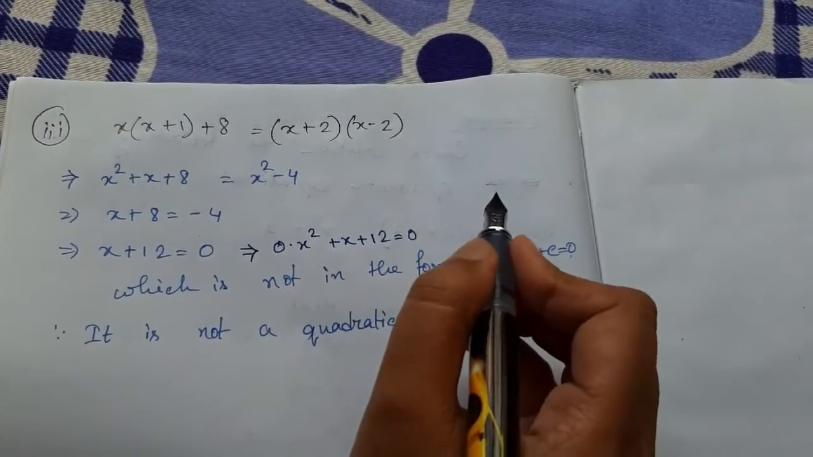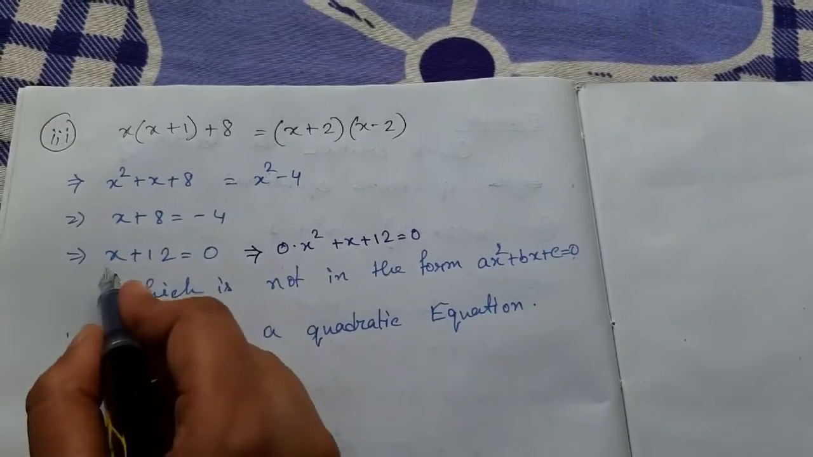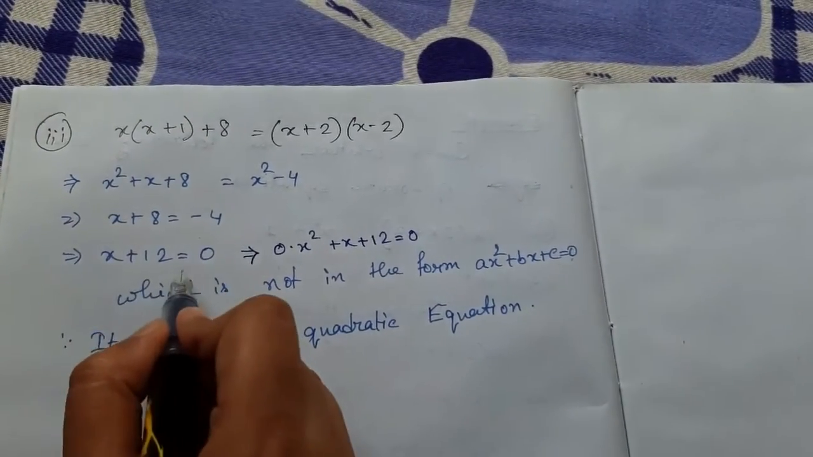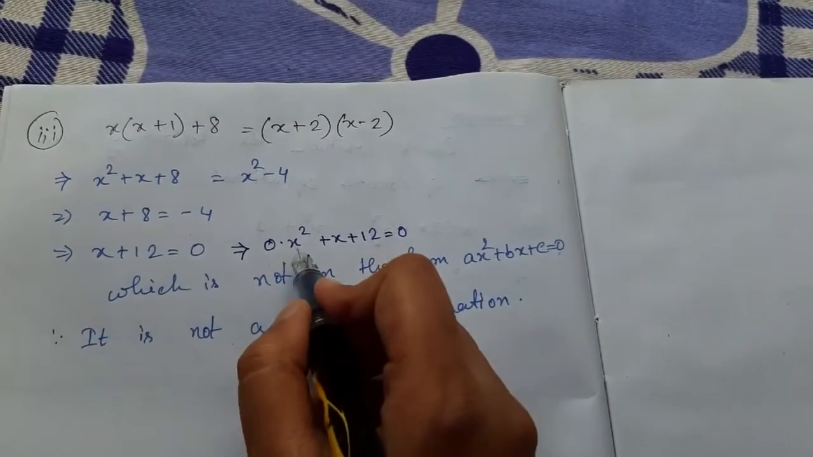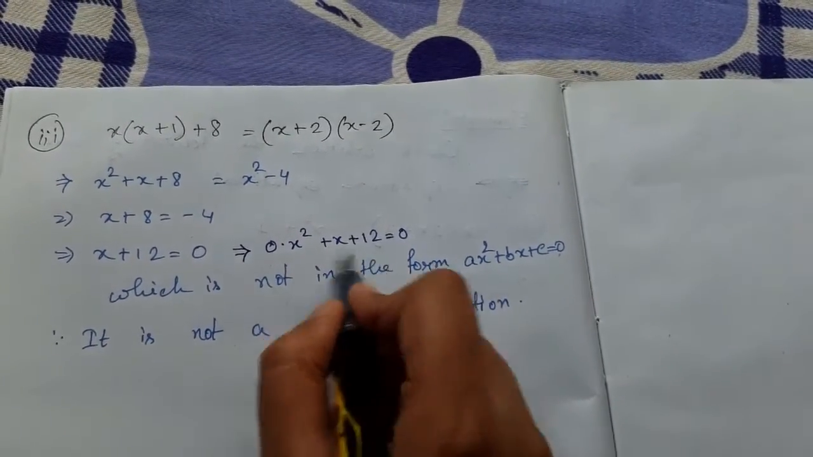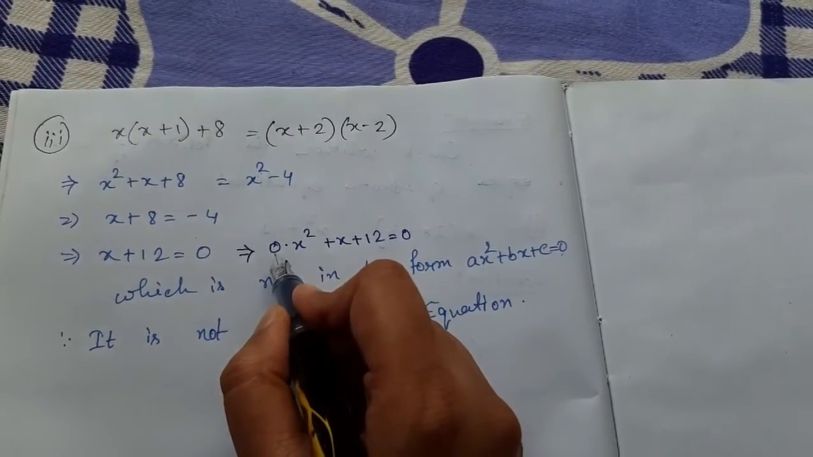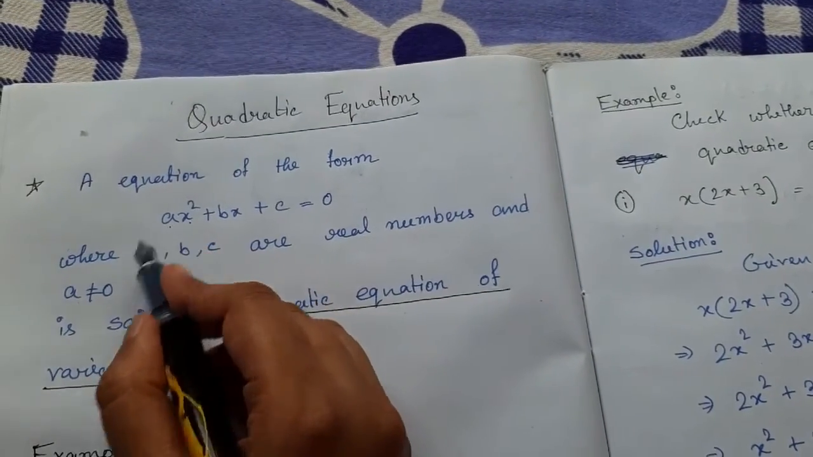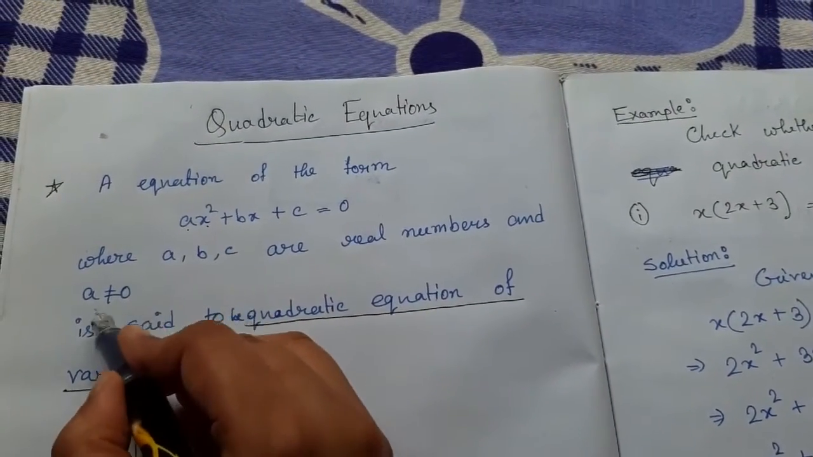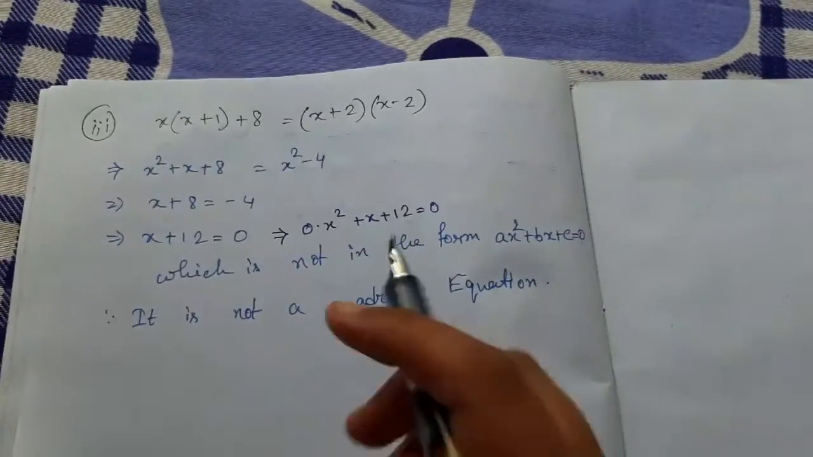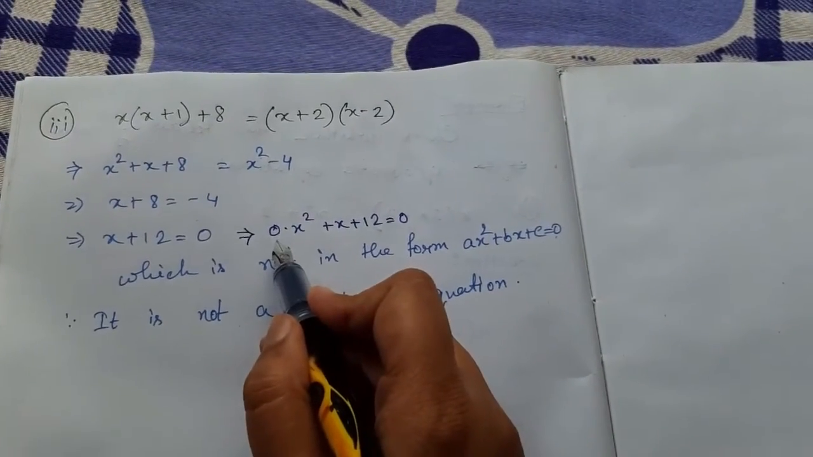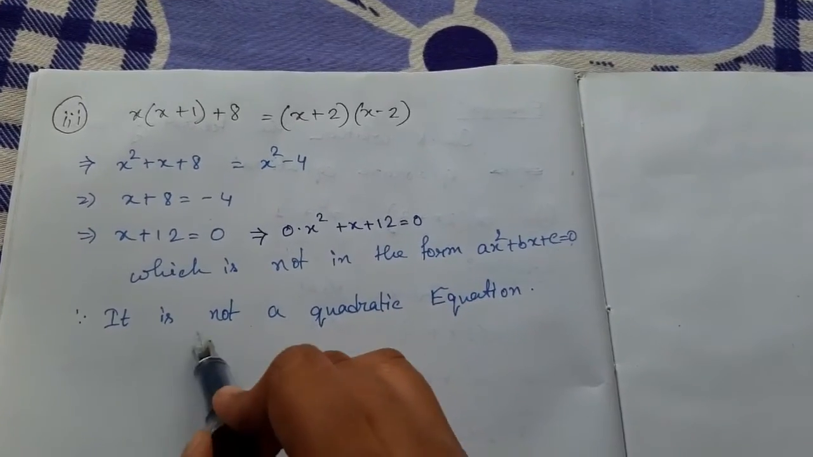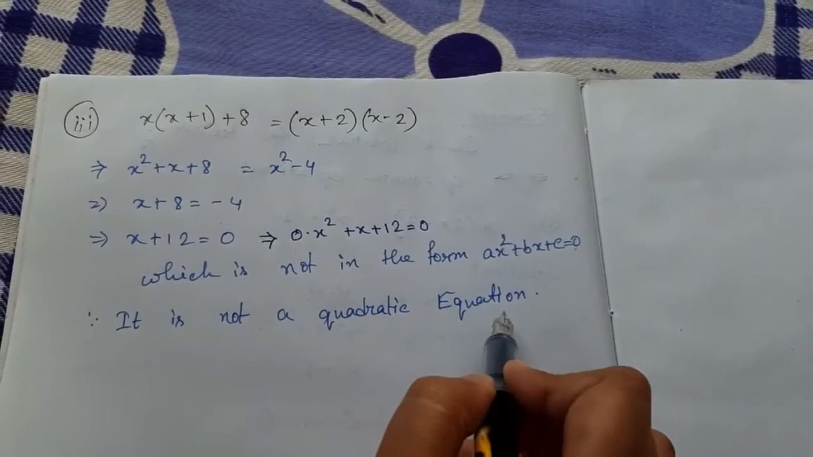Now here you can write this equation as 0 into x square plus x plus 12 equal to 0. That means you can say that the degree of this equation is 1. That means this equation is a linear equation, and if you look at this equation, the coefficient of x square is 0. But what was the condition? The coefficient of x square cannot be equal to 0, right? But here it is equal to 0, which does not satisfy the condition of a quadratic equation. That's why it is not a quadratic equation.